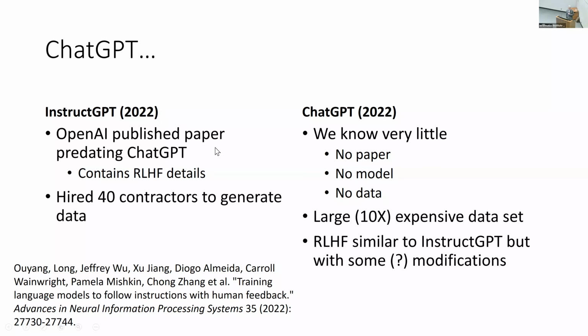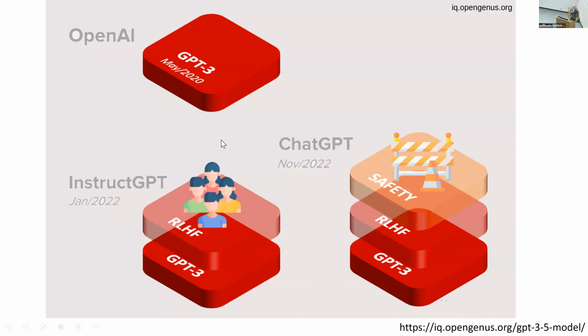So in this talk, when I talk about RLHF, I'm going to talk about InstructGPT, which is also by OpenAI. Maybe this is the best picture I saw that describes the difference here. I talked about GPT-3. InstructGPT has this RLHF built on top of it, focusing on being helpful and giving instructions. And then ChatGPT has this safety RLHF, we think, training on top of all that. So that's the difference between these three models.